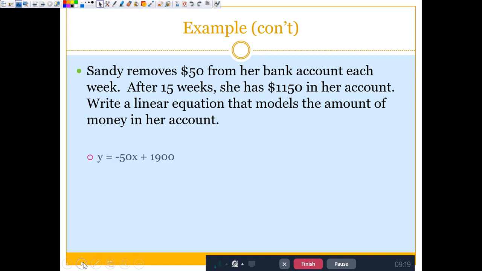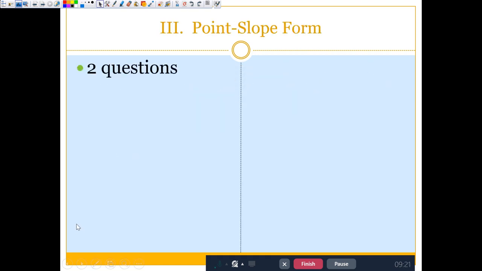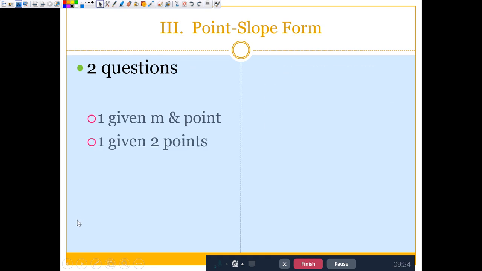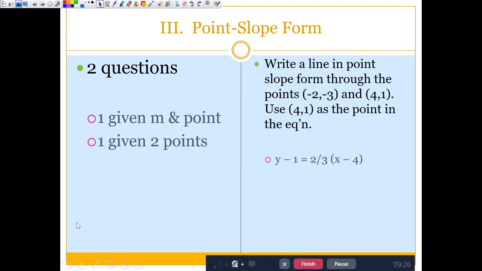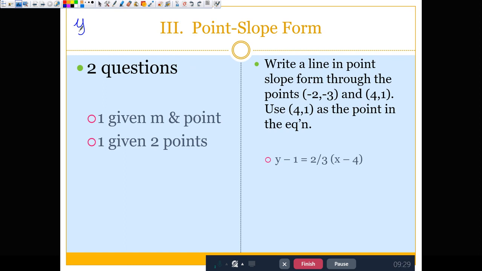Okay, so our next topic is point slope form. There will be 2 questions on point slope form. So if you do not remember, point slope form is y minus y1 equals m parentheses x minus x1, where you're substituting in values for y1, m, and x1. So in this equation here, it says write a line in point slope form for the points (-2, -3) and (4, 1), using (4, 1) as the point in the equation.